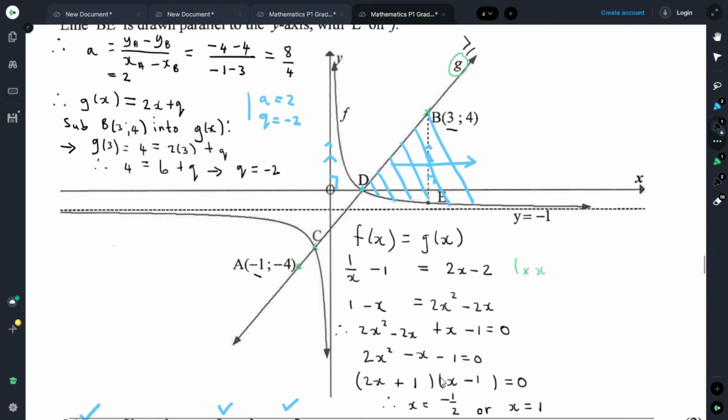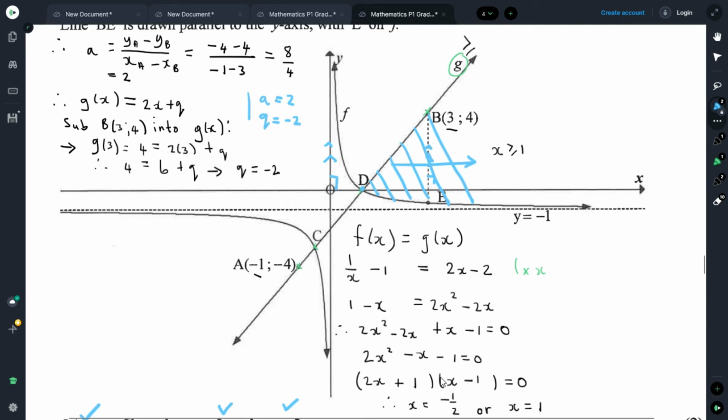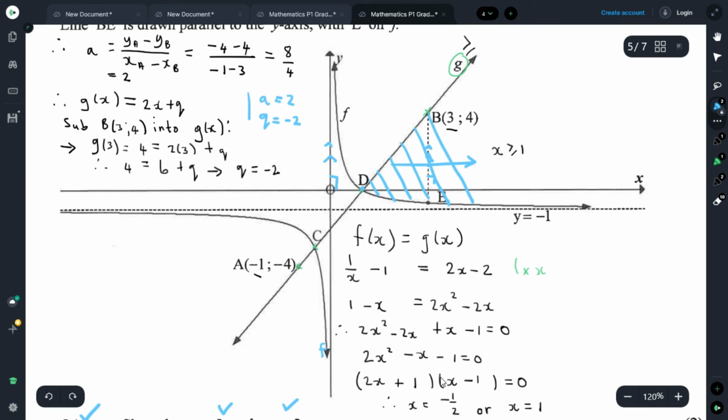And we know what the x coordinate of D is, because D is the intersect of f and g. So x has to be greater than or equal to positive 1. Remember, g has to be greater than or equal to. So in this region, for any value for which x is greater than or equal to 1, g is greater than f. And you can see it there. G is greater than f.